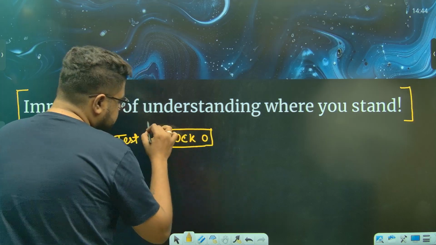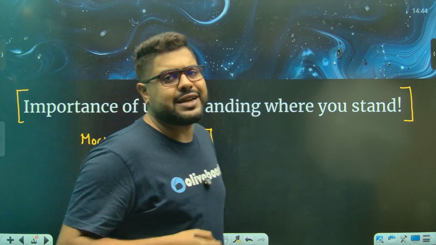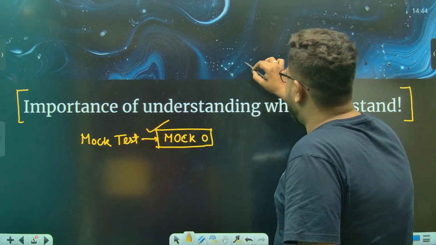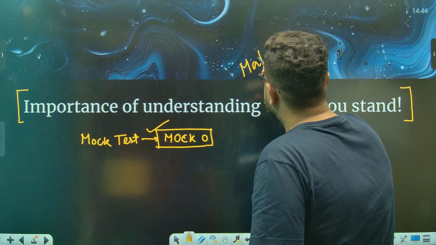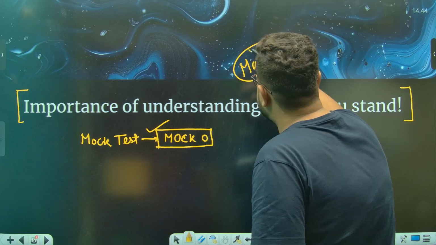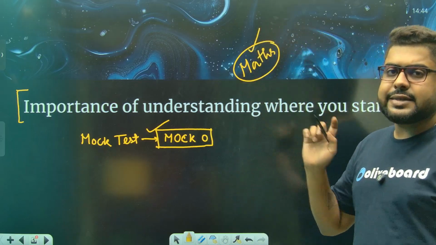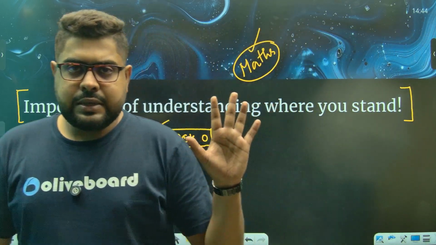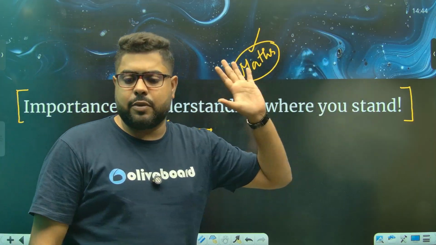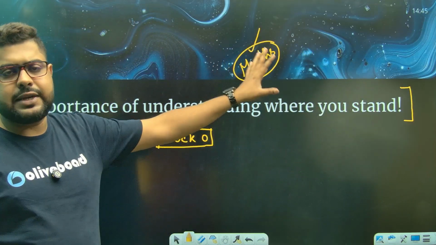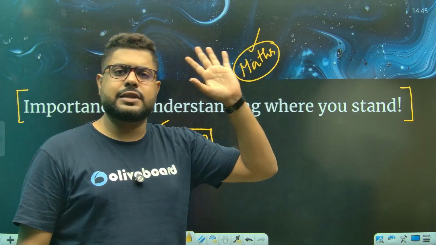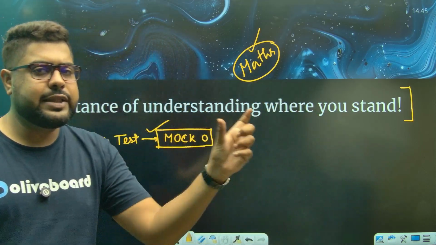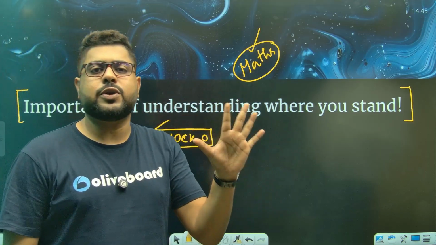Now again, the GK/GS portion, or especially the current affairs portion, you won't be able to do. But at least I'm talking about mathematics, my subject. At least take the sectional mock for this and see how much you are scoring in that much time. Out of, let's say, 25 questions, how many questions can you do within the time limit? That is what you need to do.